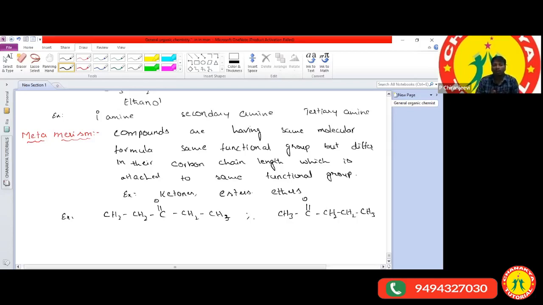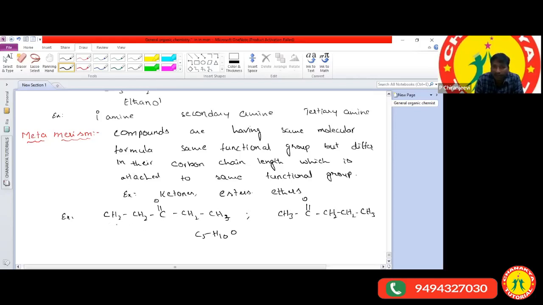Both have the same molecular formula. The total number of carbon atoms you can calculate: we have 5 in both structures, 10 hydrogens, and only 1 oxygen. Both have the same molecular formula, and the functional group is also the same. In the first structure you have the ketone functional group, and the second structure also has the ketone group. What difference do you observe in these two structures?